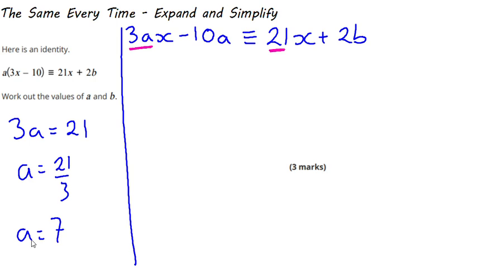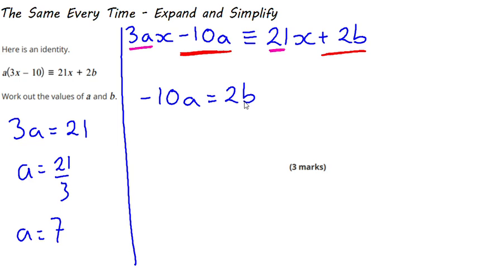Now, the numbers on their own. What have we got here? On the left-hand side, I've got negative 10a. Negative 10a is the numbers on their own, not involving the x. And on the right-hand side, the part that doesn't involve the x is positive 2b. Because of the identity sign, they have to be exactly the same thing. So negative 10a must be exactly the same thing as 2b.